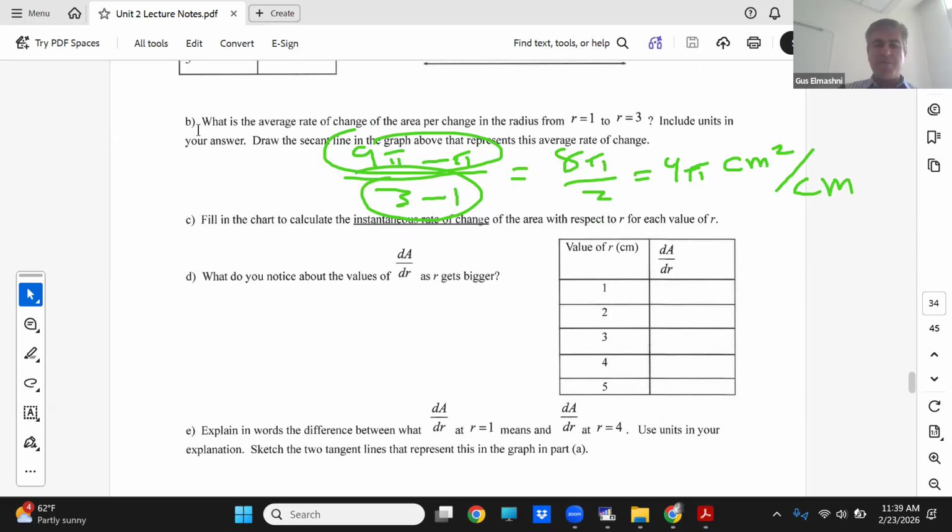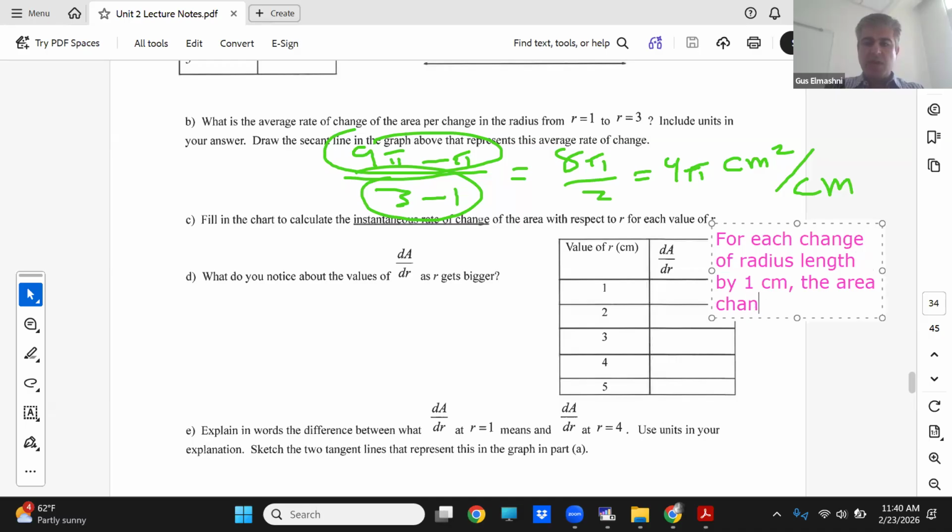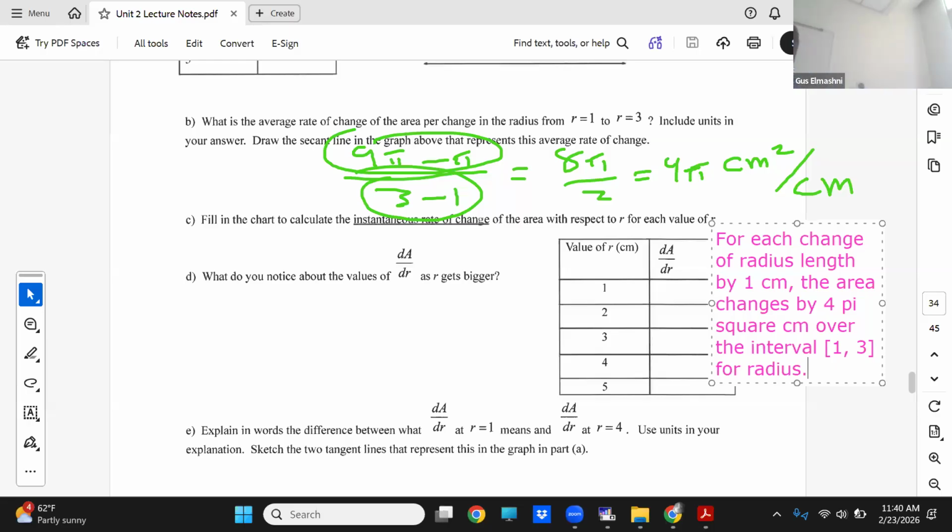Let me give you an interpretation. Interpretation matters a lot. What it's saying is that for each change of radius length by 1 centimeter, the area changes by 4 pi square centimeters over the interval. So that's what it's saying.